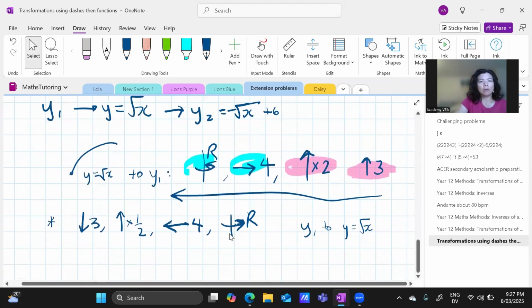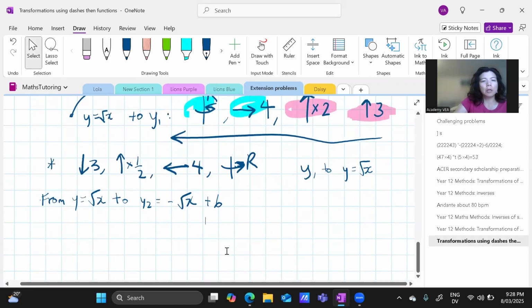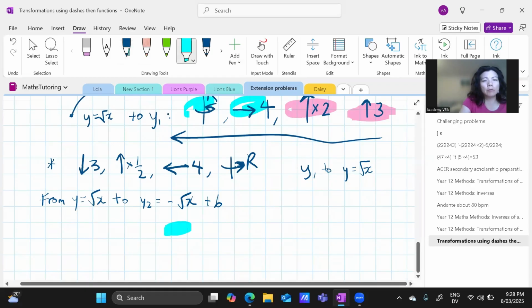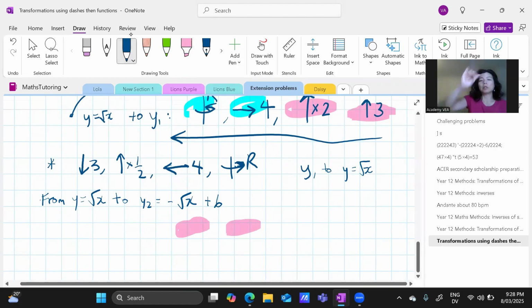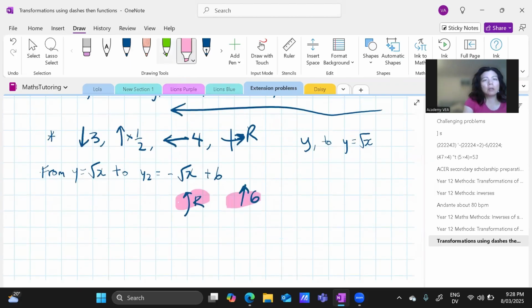And then I look at going forward from here, from y equals square root of x to our final destination, negative square root of x plus 6. And so from there, there are only two transformations, and they're both y transformations. One of them is a reflection vertically, so we go like this. And another one is an upward shift by 6 units. And so if I combine these two together, I should have the same net result.